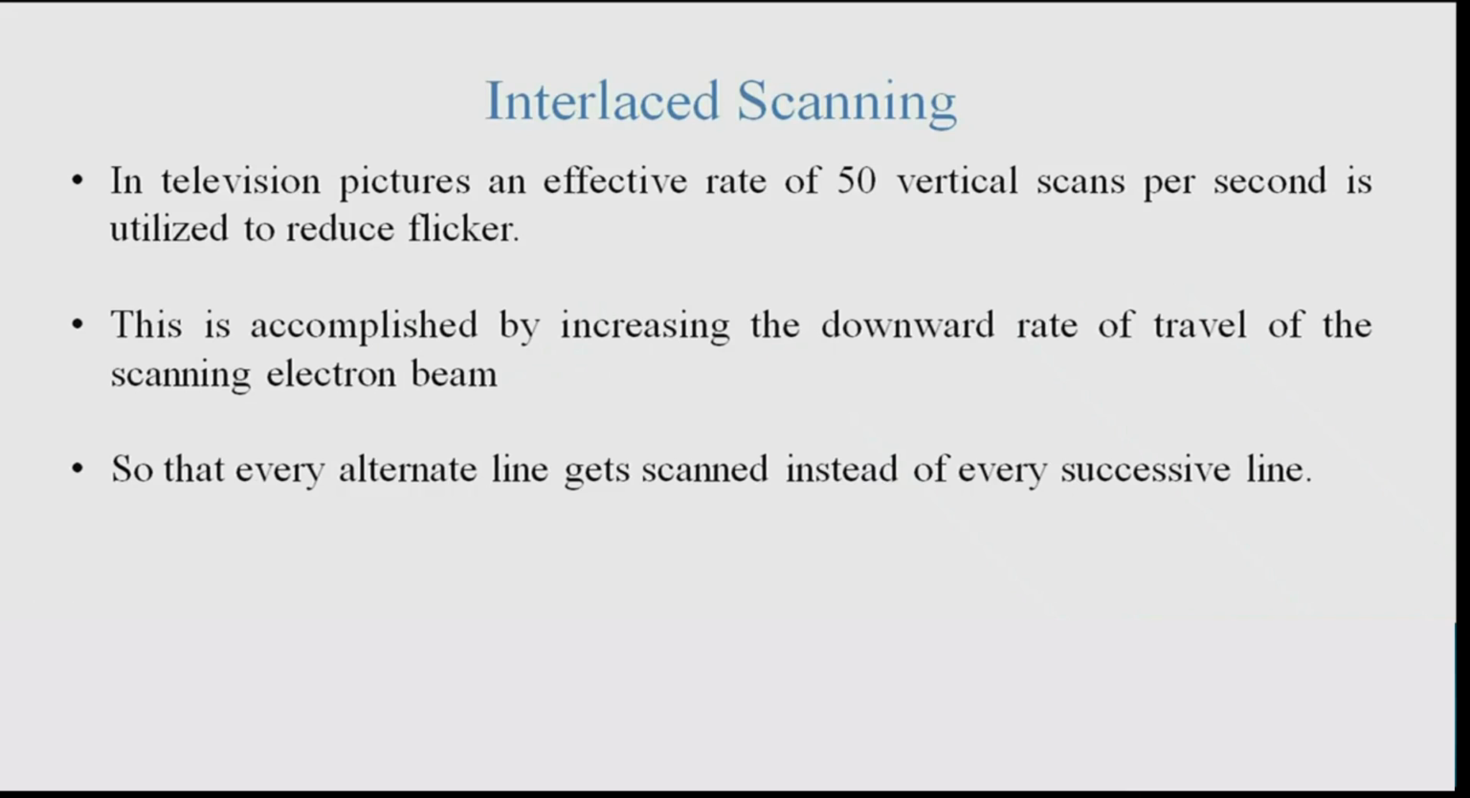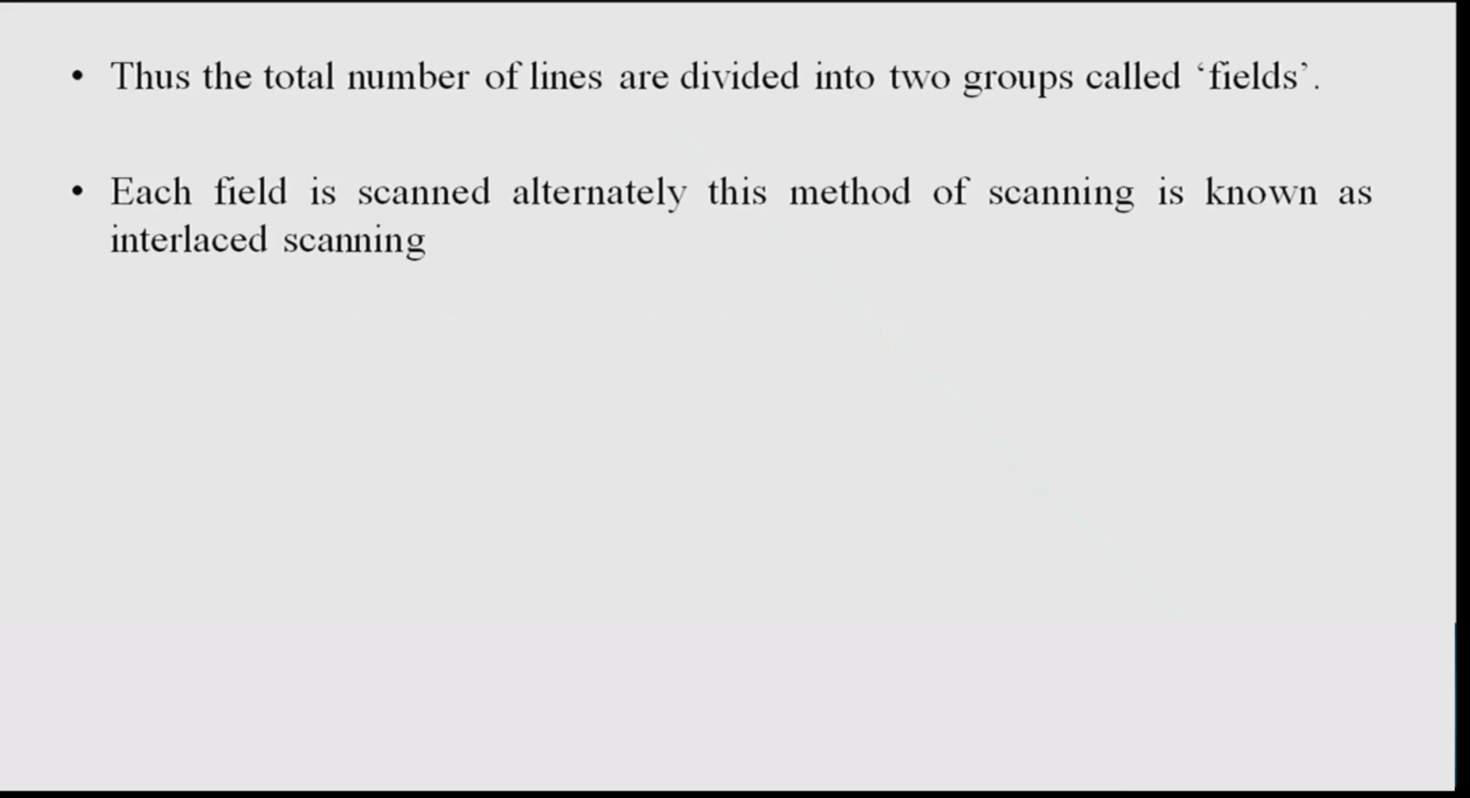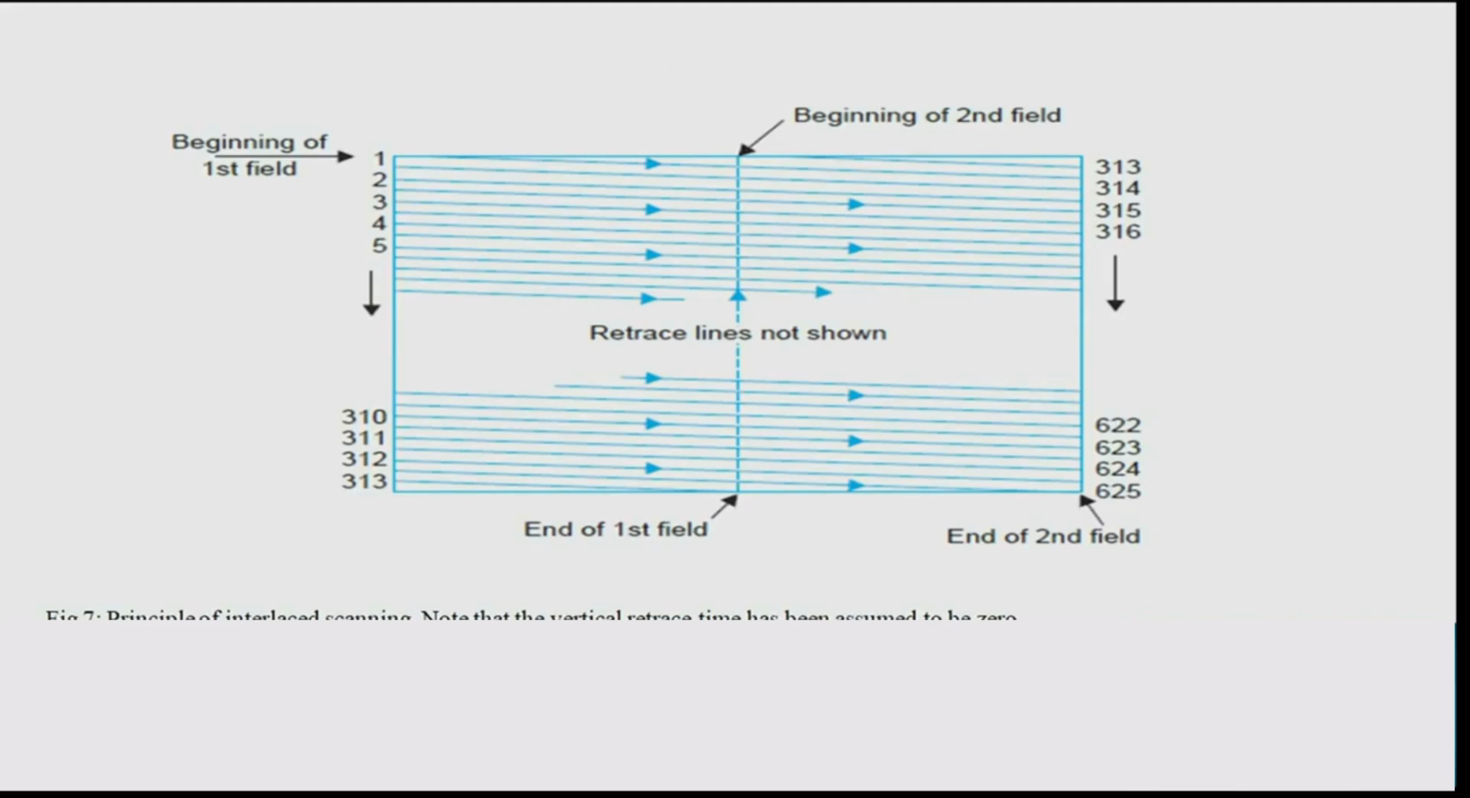Now, the most important part, that is interlace scanning. In television pictures, an effective rate of 50 vertical scans per second is utilized to reduce flicker. This is accomplished by increasing the downward rate of travel of the scanning electron beam, so that every alternate line gets scanned instead of every successive line. Thus, the total number of lines is divided into two groups called fields. Each field is scanned alternately. This method of scanning is known as interlace scanning.